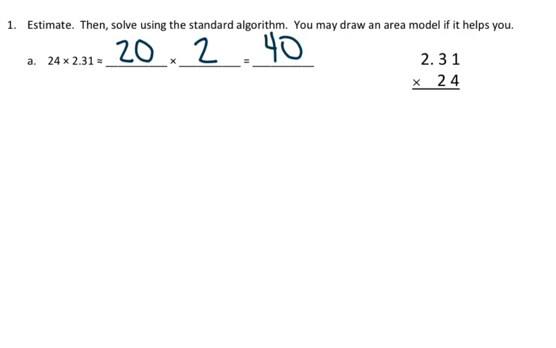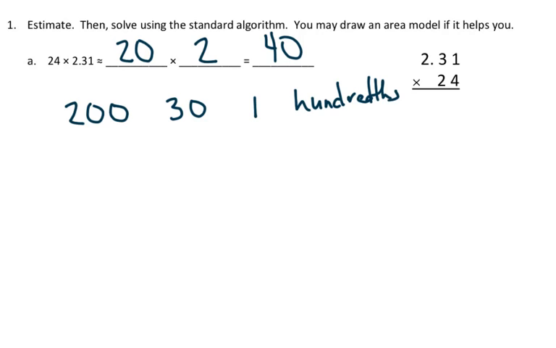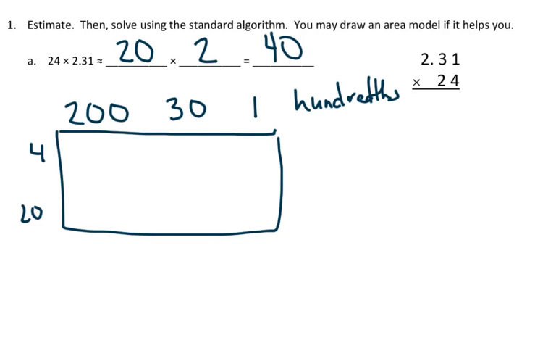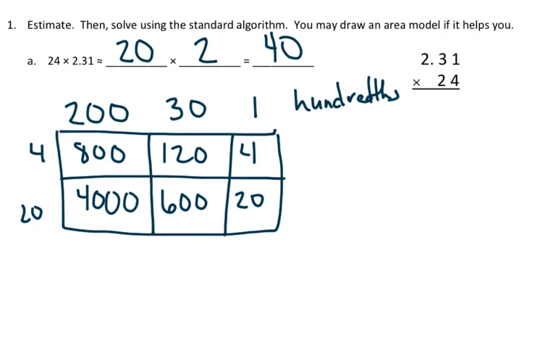Let's make this into our area model. I usually put my decimal number on the top here, and it's 231, and remember that we're working with the units of hundredths. And along the side I have 24, and we're going to find the partial products for each one of our rectangles in our area model. And once we have those filled in, we can add across, and this is going to be 924, and this is 4,620.